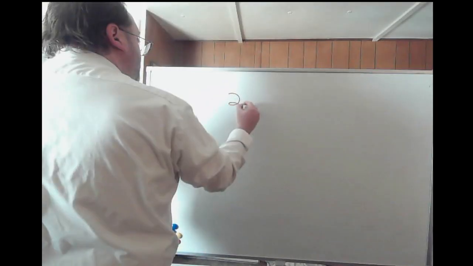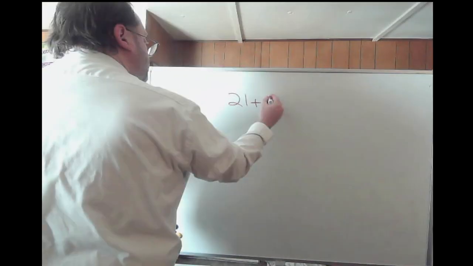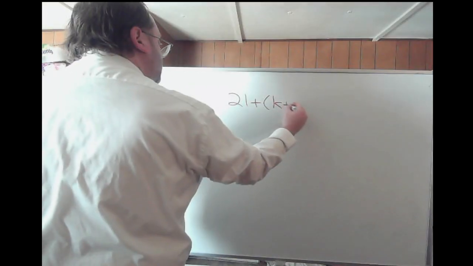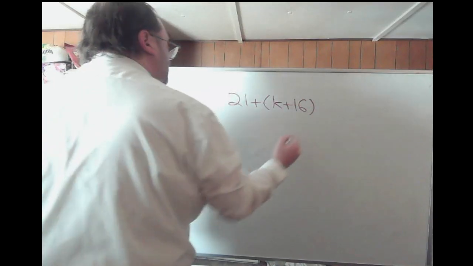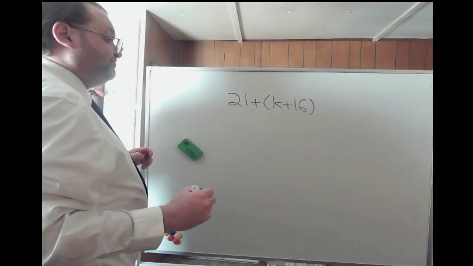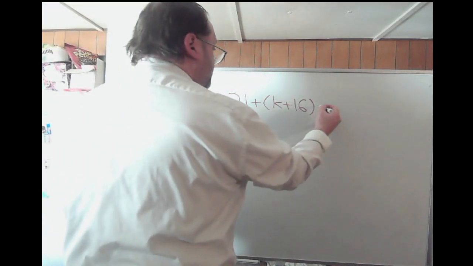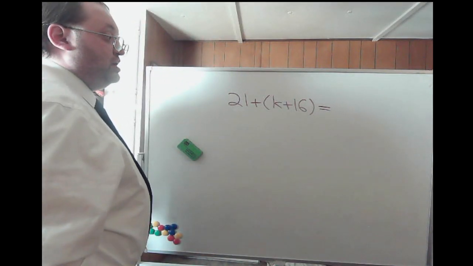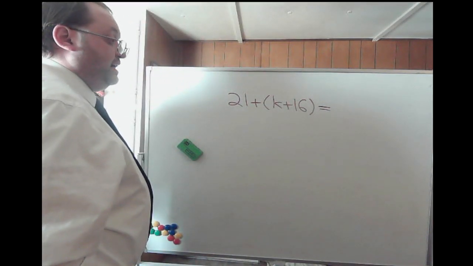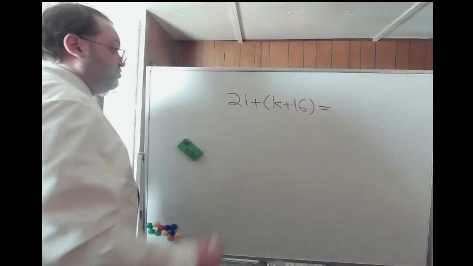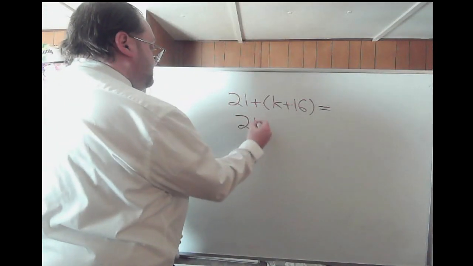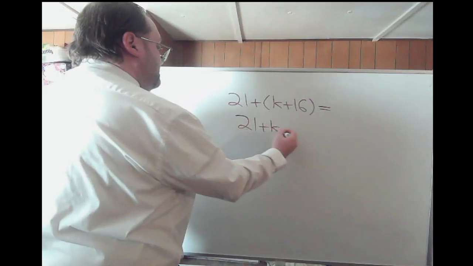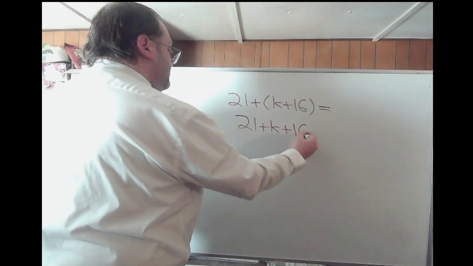Alright, let's see here. You have 21 plus, in parentheses, k plus 16, right? Well, we're going to do a couple switches here. First, again, this is a regular addition problem. So, in all honesty, we really don't need the parentheses. We can just get rid of them. You'll have 21 plus k plus 16.